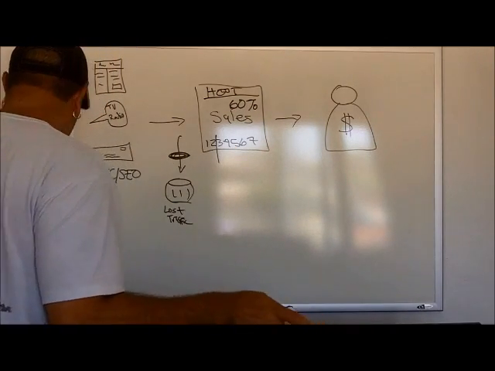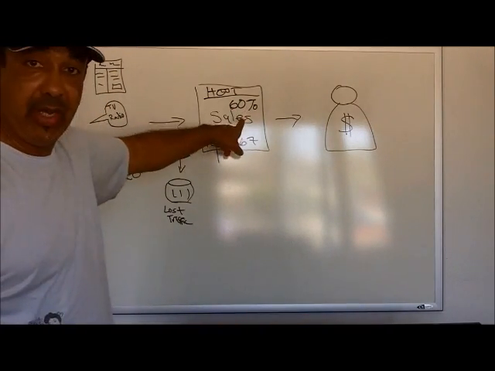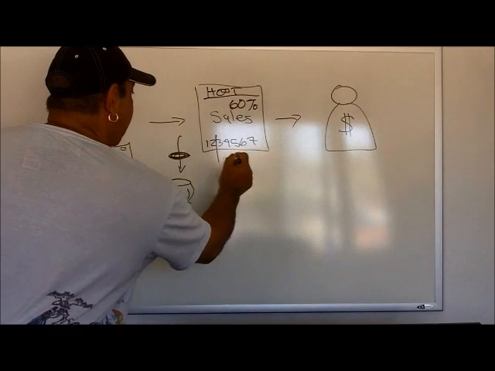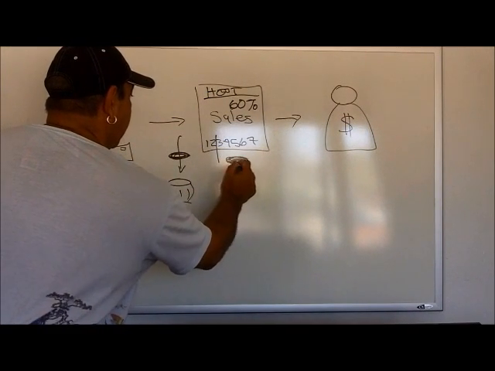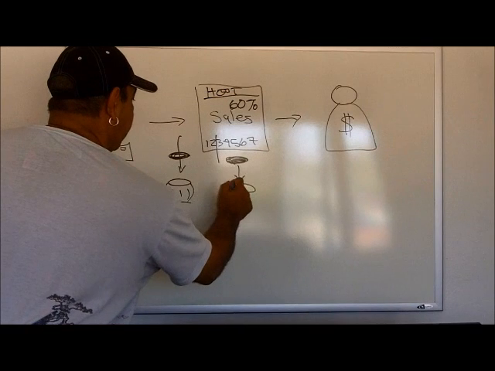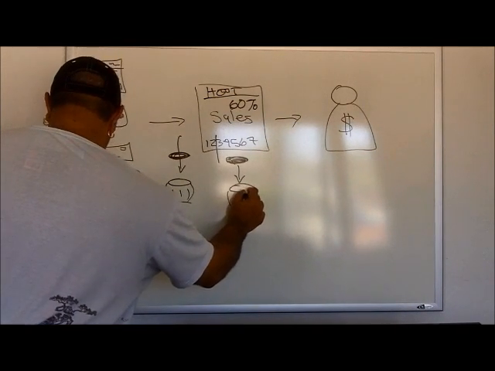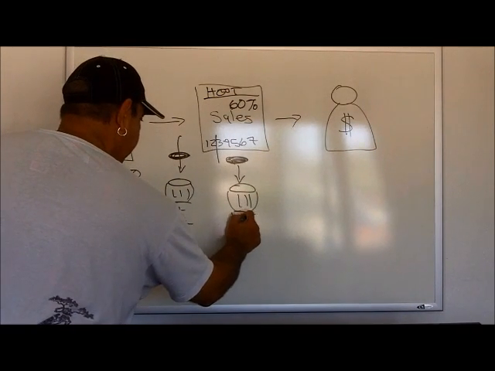Okay. Now, if you don't have any way of following up with those 60%, that's going to be another hole right here, okay? And that's what we're going to call lost leads, okay?